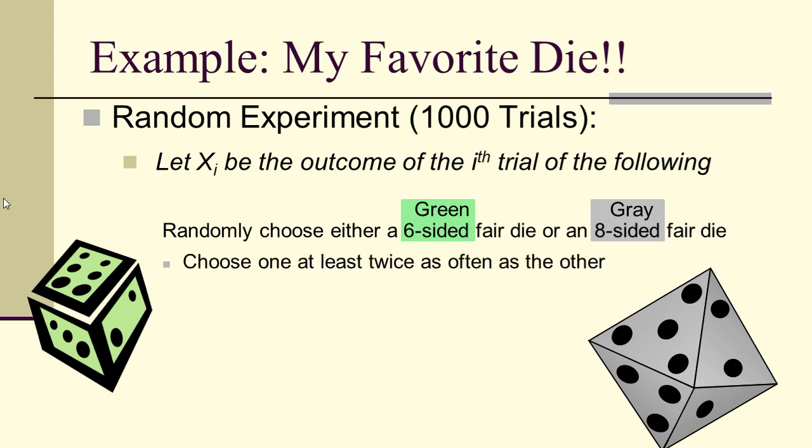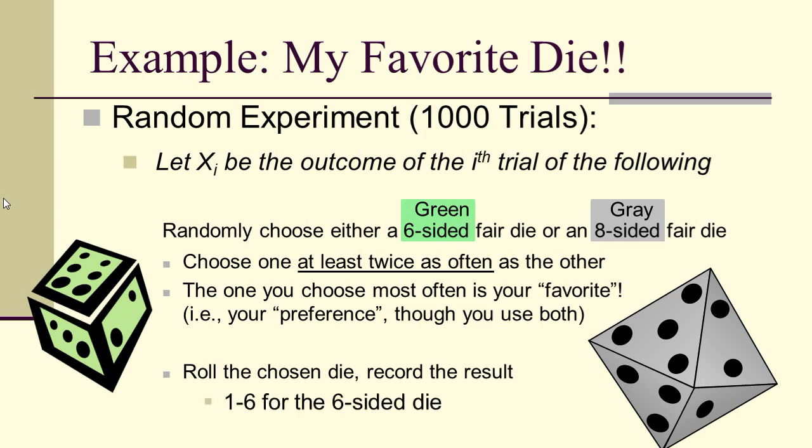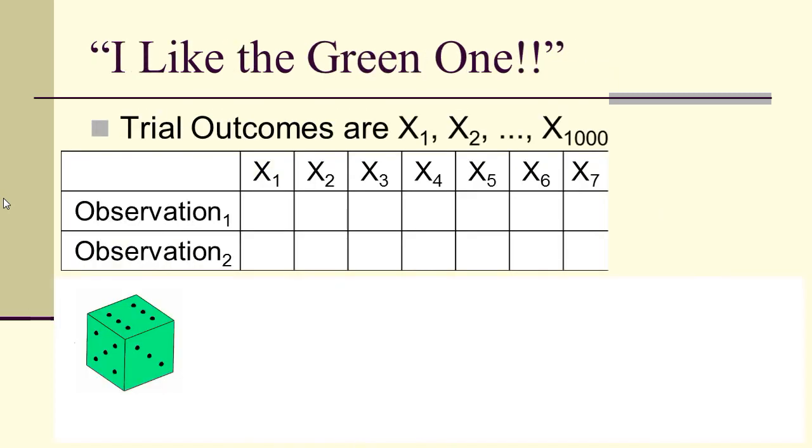Choose one at least twice as often as the other. That's very important. The one you choose most often is your favorite. In other words, that's your preference. Although you'll be using both, you'll prefer one to the other. Roll the chosen die, record the result. 1 to 6 for the 6-sided die, 0 to 7 for the 8-sided die. This way they both have the same expected value.